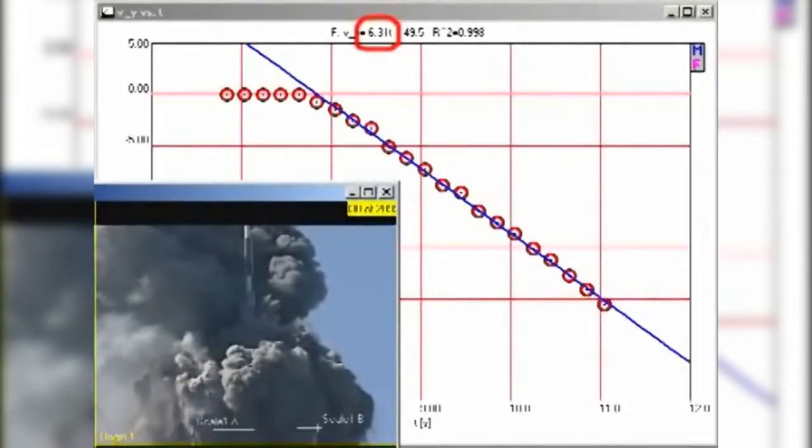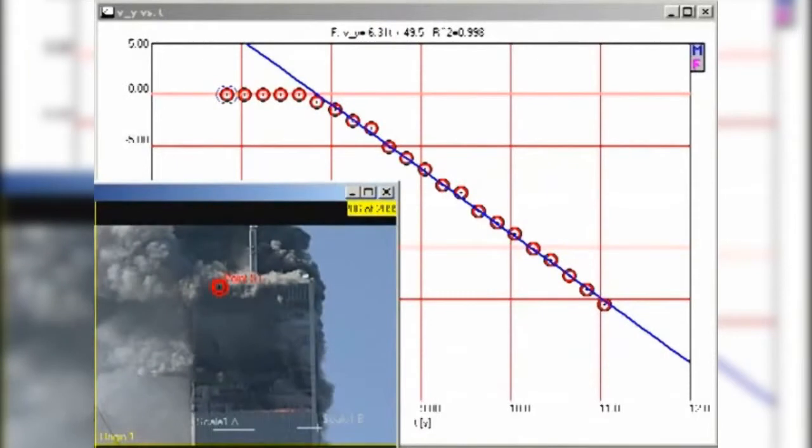The slope of the graph indicates that the acceleration is 6.31 meters per second squared downward, which is 64% of free fall. As long as the top section of the building is in uniform downward acceleration, it cannot possibly be providing sufficient force to destroy the building.